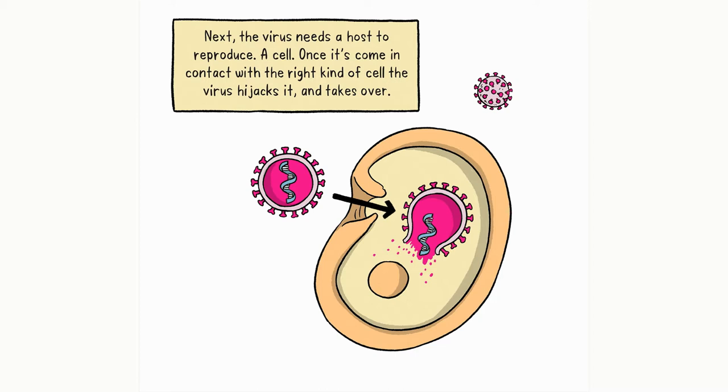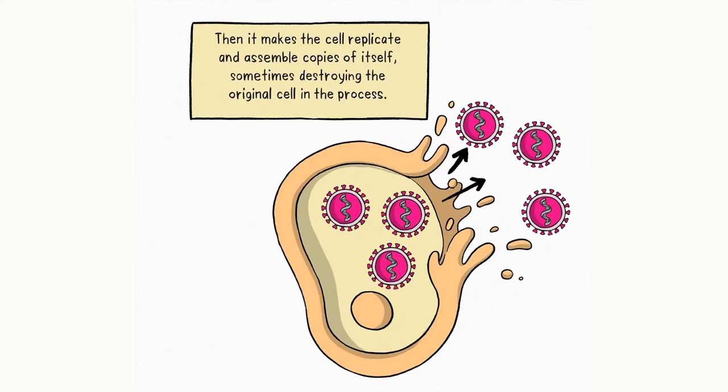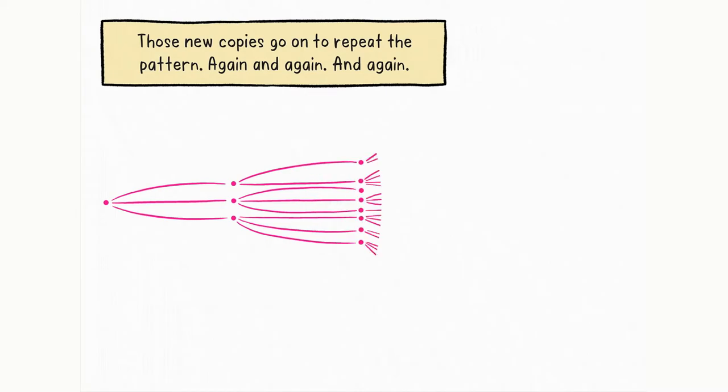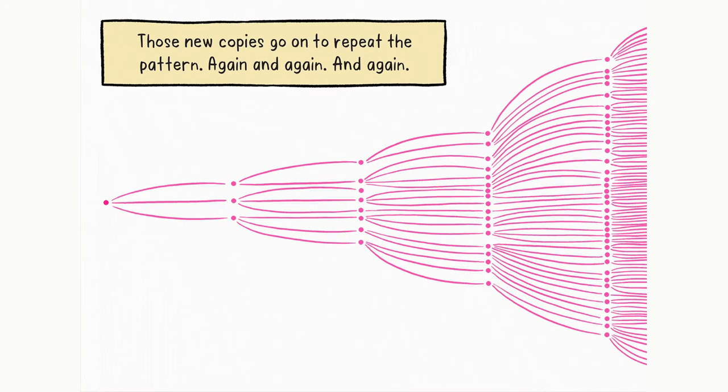Next, the virus needs a host to reproduce. A cell. Once it's come in contact with the right kind of cell, the virus hijacks it and takes over. Then it makes the cell replicate and assemble copies of itself, sometimes destroying the original cell in the process. Those new copies go on to repeat the pattern again and again and again.